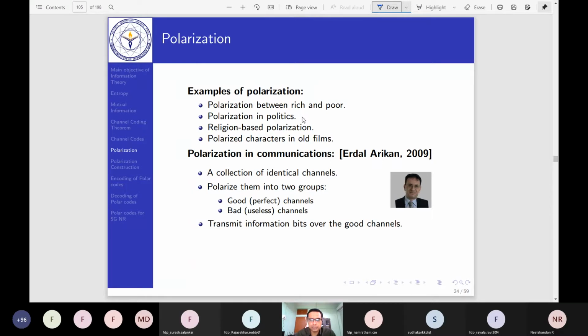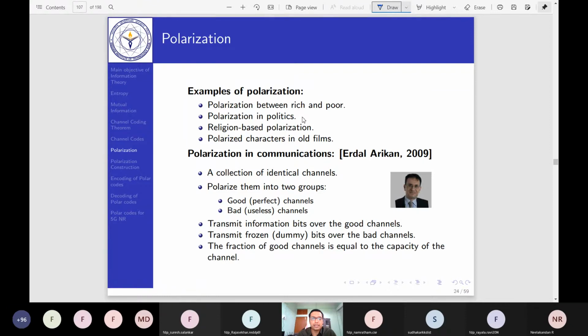Over the good channels only, we will transmit the information bits. And over the bad channels, we will not transmit anything; we'll transmit the frozen bits, which are dummy bits known to the receiver. And the main point is that the fraction of good channels, that means the ratio of the number of good channels to the total number of channels, is exactly equal to the capacity of the underlying channel.